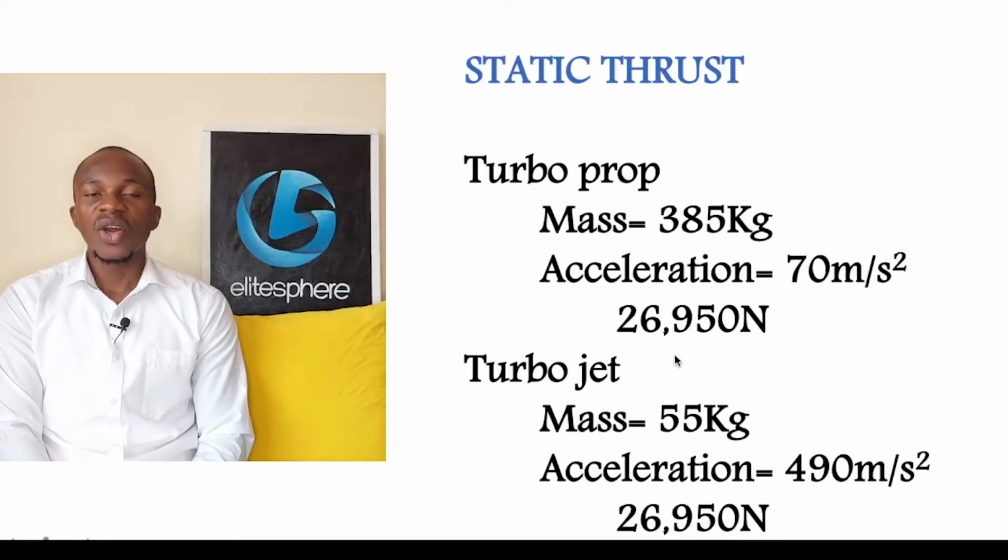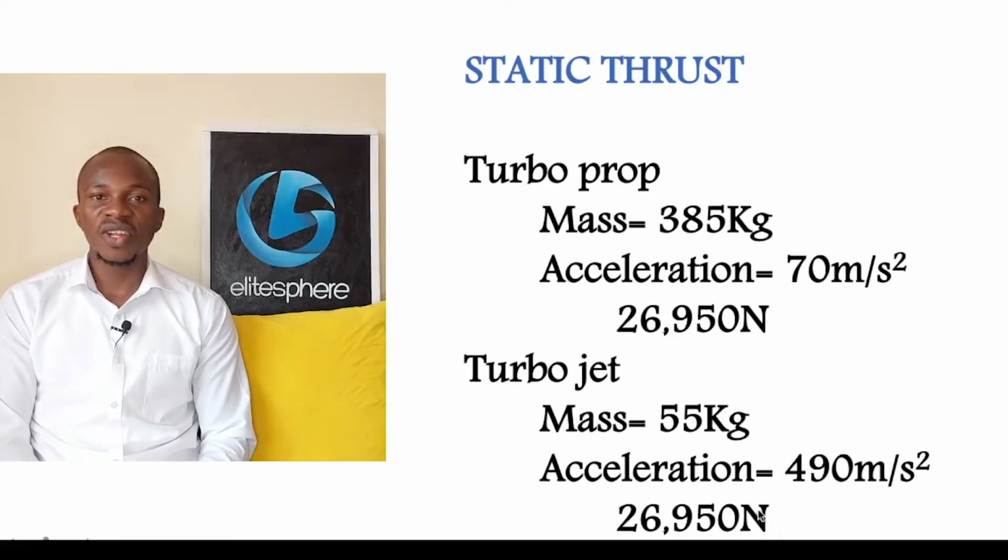On the second part, we have a turbojet engine accelerating a mass of air of 55 kilograms, and the rate of acceleration is 490 meters per second. If you multiply these two values, you'll get a force of 26,950 Newton being produced by the engine. This is the thrust being produced by the engine.